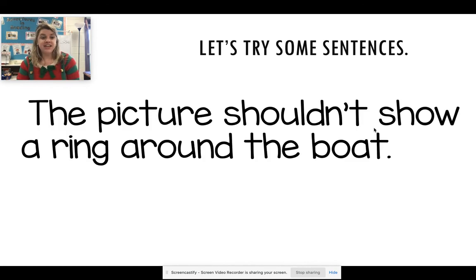Okay, let's check it. The picture, that's a red word. Shouldn't, should is a red word. Here's your contraction, N apostrophe T, where that O should have been. The picture shouldn't show a ring around the boat. Around, here's your other red word. All right, let's practice those red words.